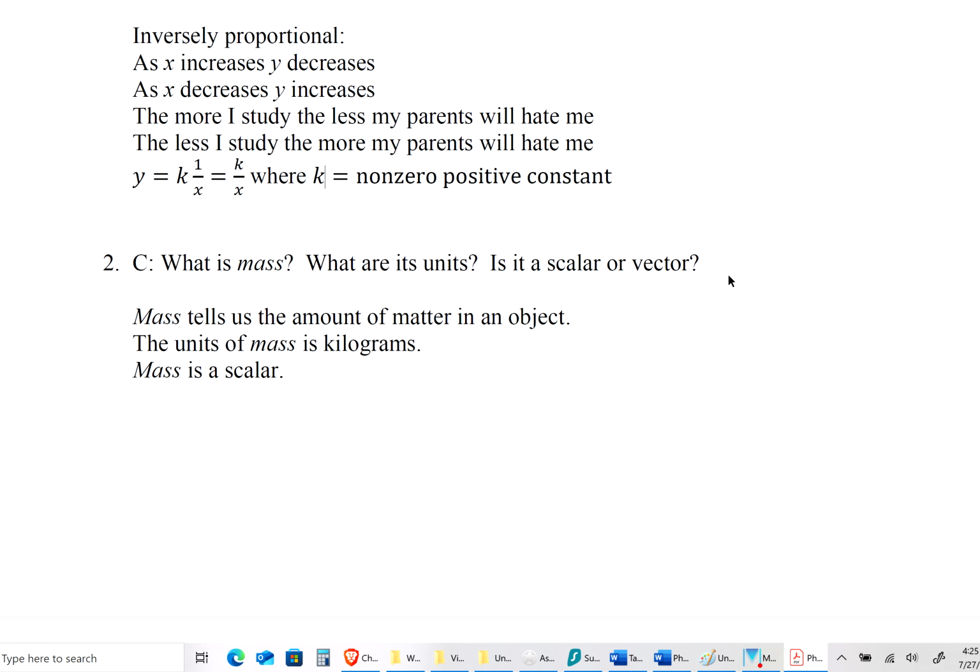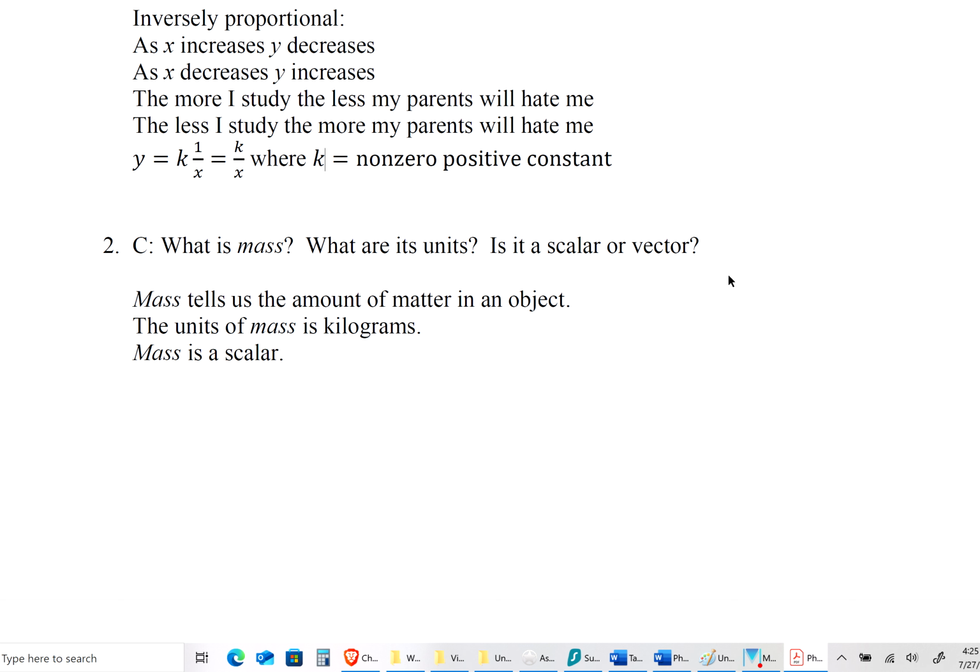Question number 2. What is mass? What are its units? Is it a scalar or a vector? Mass tells us about the amount of matter in an object. So more mass, more matter. More matter, more mass. The units of mass is kilograms. It's a scalar. There's no direction for mass.